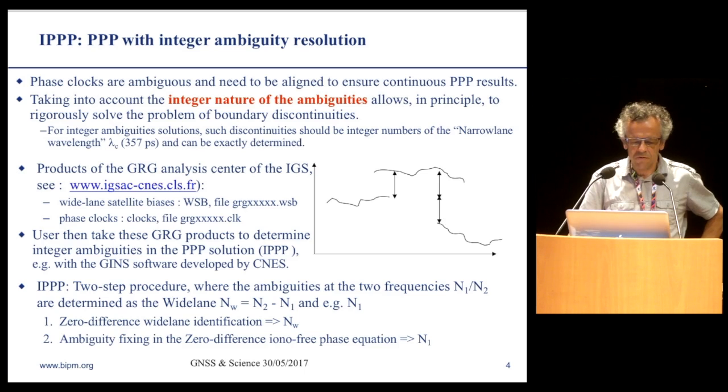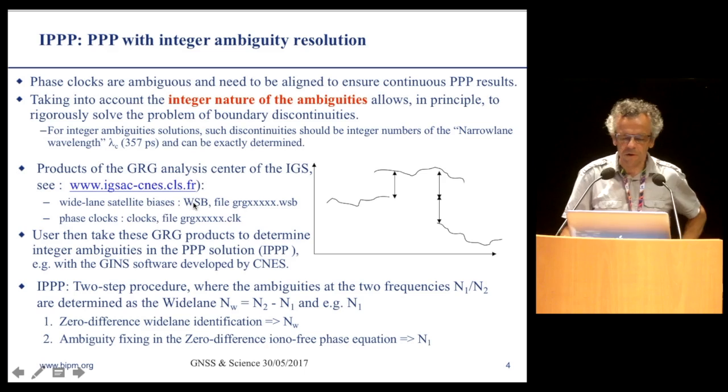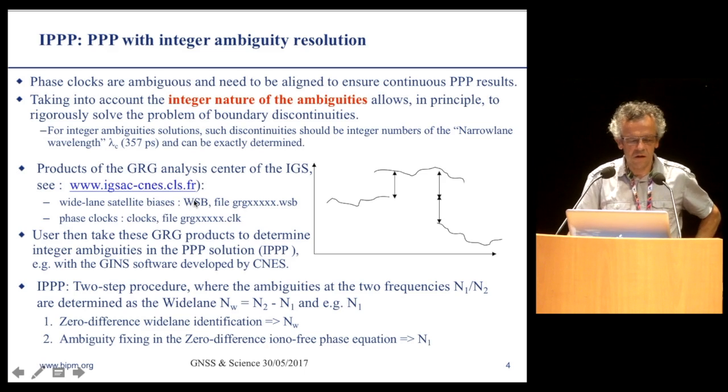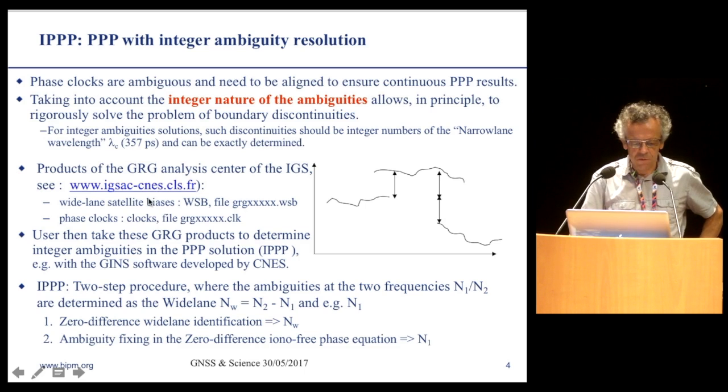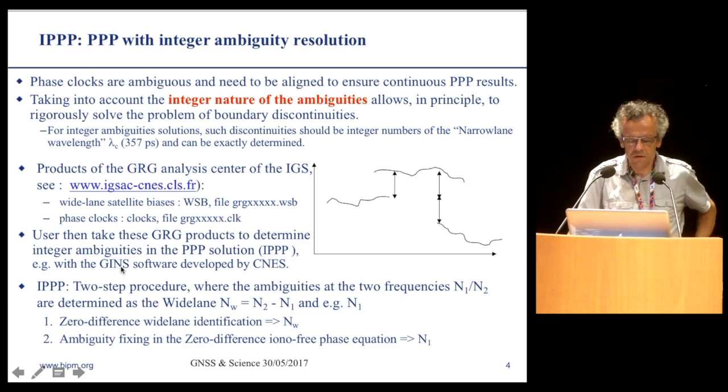But to do this, you need to have products which are derived consistently, taking into account the integer nature of ambiguity. So these products are generated by the GRG Analysis Center of the IGS, the products that are used in the IPPP application that I will show. And then with these products available, the user can take the products and do PPP with integer ambiguities. For example, with the GINS software developed by the CNES, but you can develop your own software if you wish.